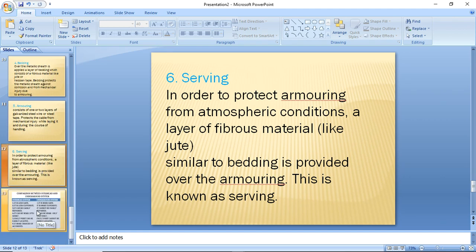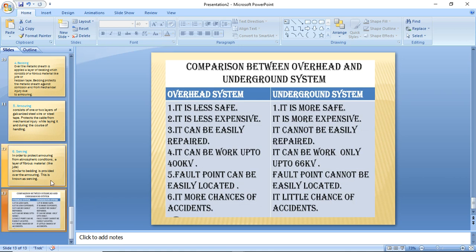Then we will look at the comparison between the overhead and the underground cable. What are the differences? The overhead is less safe; the underground is more safe, because the protection in the cable is very strong compared to the overhead cable. Overhead is less expensive, but underground is very expensive due to the insulation and other things.